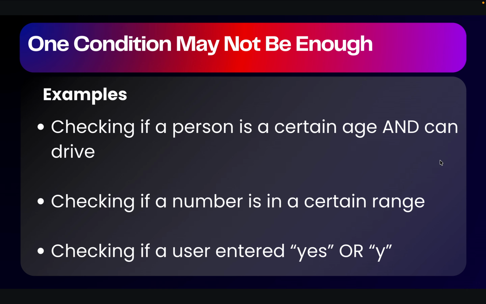But when you're making decisions, there will be times that you may want to check more than one condition. For example, if you're trying to check if a person is a certain age and they can drive, or if you're checking if a number is in a certain range, so if a number is between 12 and 53, or if you're checking to see if a user entered yes or Y as their input. These would be cases where you technically have two different conditions you are trying to check and not just one.